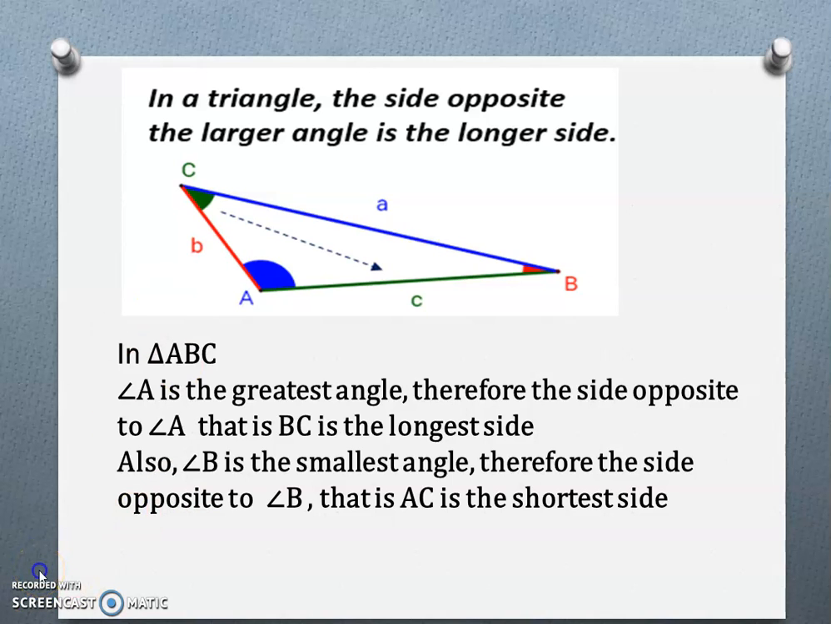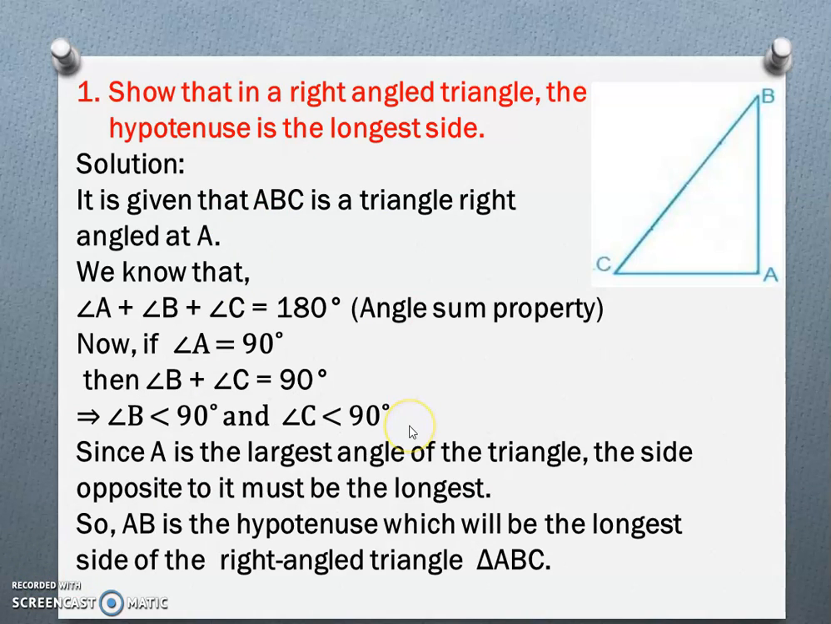Now, using this property, one question we will be taking up from the exercise is: you have to show that in a right angled triangle, the hypotenuse is the longest side. In a right angle triangle, I have taken here triangle ABC as a right angle triangle. Here angle A is 90 degrees.